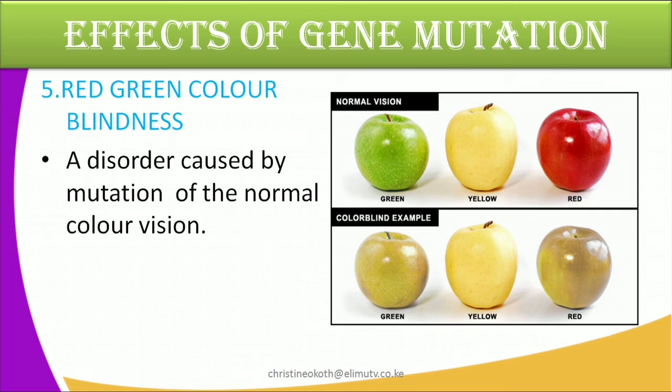If this person was looking at a red apple, he will not be in a position to see that it is red, but rather he will see something different from red, maybe something like brown. So for any shade of green, any shade of red, or the real colors green and red, this person is not in a position to see these colors.